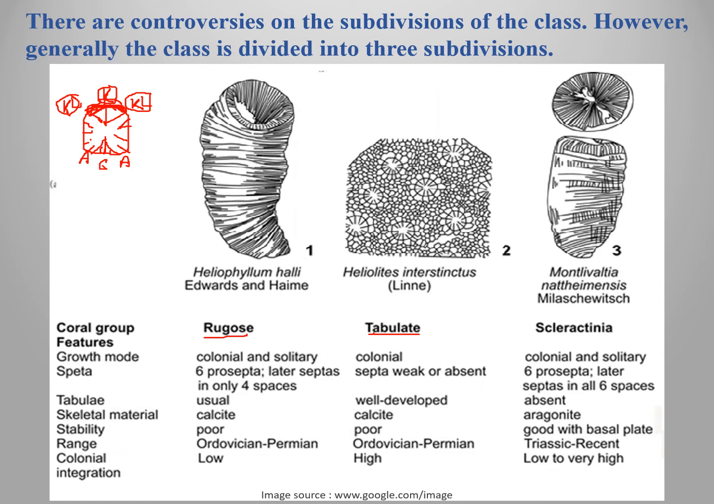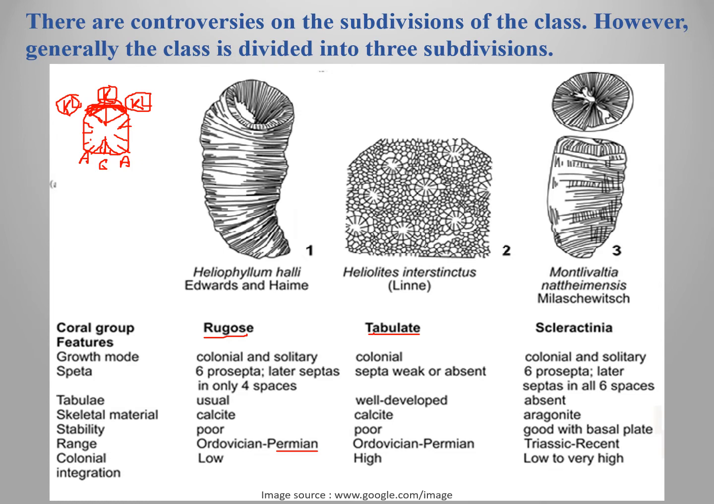In rugose corals, apart from the longitudinal septa, horizontal structures such as tabulae and dissepiments are also found to occur. It is thought that rugose corals first appeared in the mid-Ordovician time, and they became completely extinct in the Permian time. So these are Paleozoic corals. Nowadays, no rugose corals are found in nature.